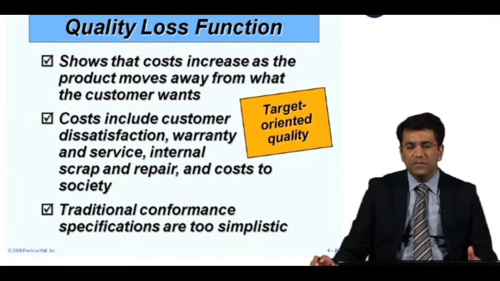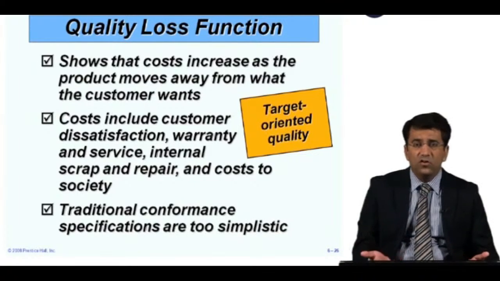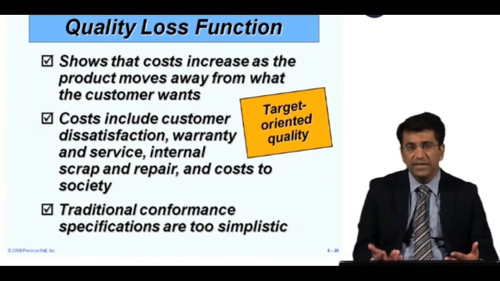So that is the concept given by the quality loss function, that the costs include customer dissatisfaction, warranty and service, internal scrap, repair and cost to society. Again, this concept is related to the cost of quality, that is, prevention cost, appraisal cost, internal failure cost, and external failure cost. If we are not able to meet the requirements of our customers, we will always increase the cost of quality in the form of scrap, sometimes in the form of warranty, and sometimes in the form of reworking to reproduce our products and services.